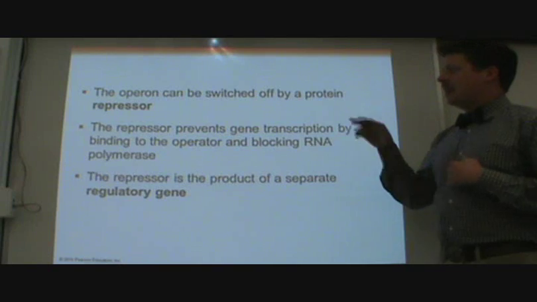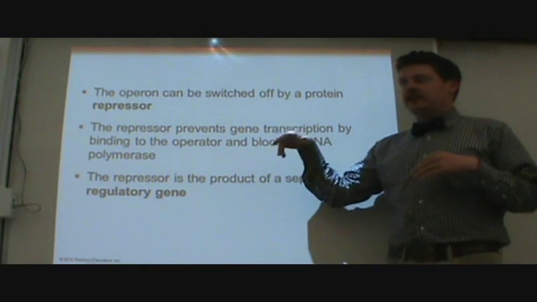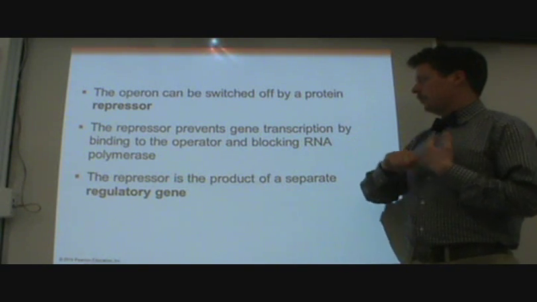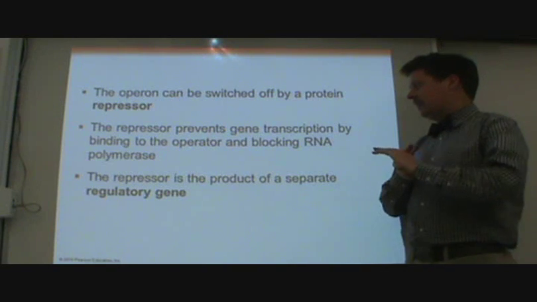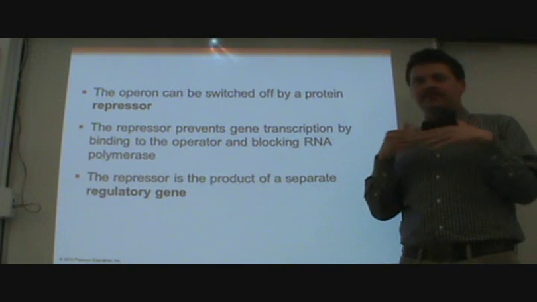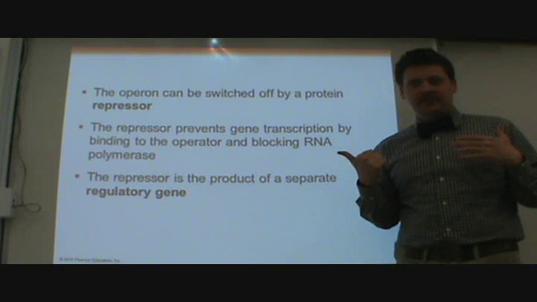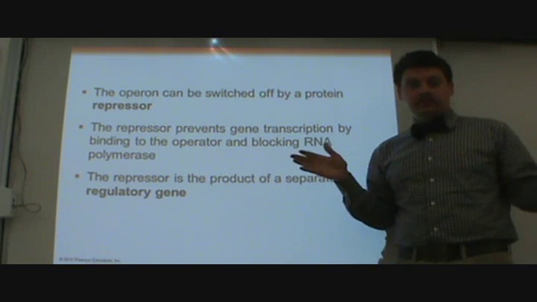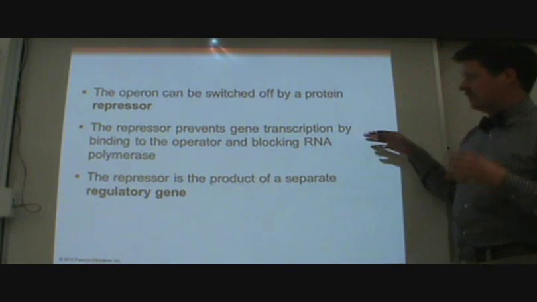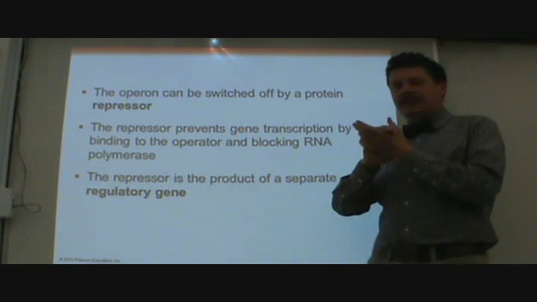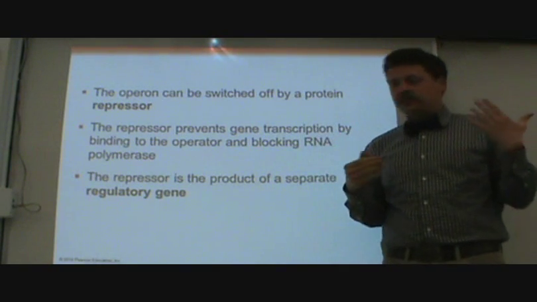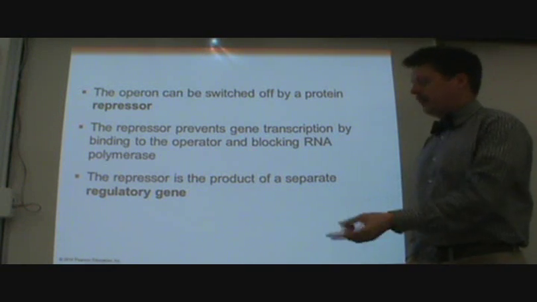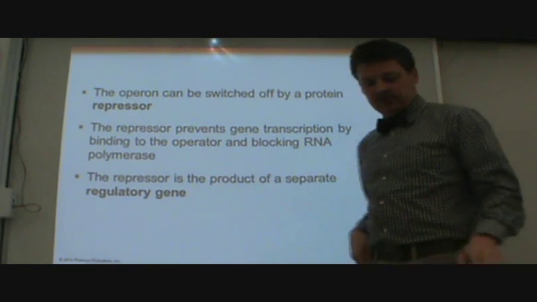That operon can then be switched off by a protein called a repressor. The repressor is going to bind to that operator, and it's going to physically block RNA polymerase from transcribing those genes. It's really just that the repressor is binding there, preventing RNA polymerase from transcribing the gene. And that repressor is encoded for by a different gene, which is called the regulatory gene.